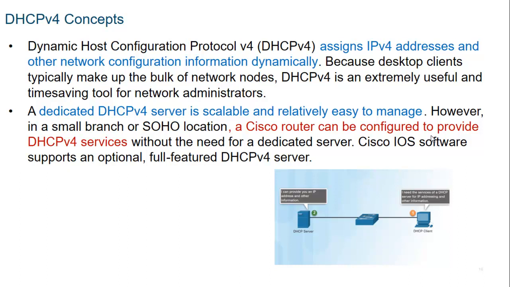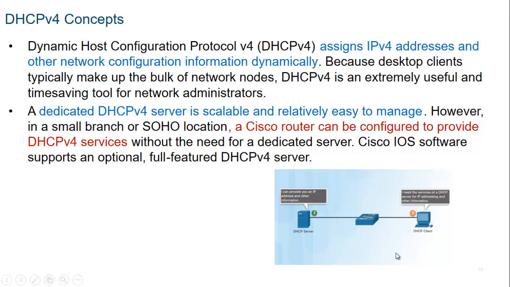A dedicated DHCP version 4 server is scalable and relatively easy to manage. However, in a small branch or SOHO location, SOHO meaning small office home office, a Cisco router can be configured to provide DHCP version 4 services without the need for a dedicated server. Cisco IOS software supports an optional full-featured DHCP version 4 server.